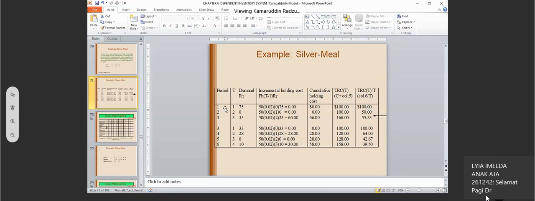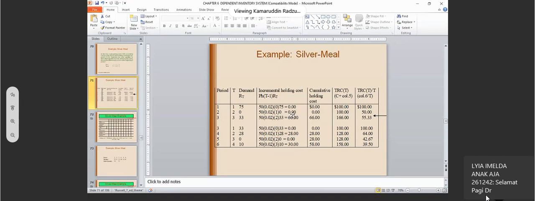Next, we do the analysis on the second period. In the second period, we put period 2, and T will be 2, and the demand RT based on the gross requirement is 0. So we have 50 multiplied by 0.02, multiplied by 1, multiplied by 0.